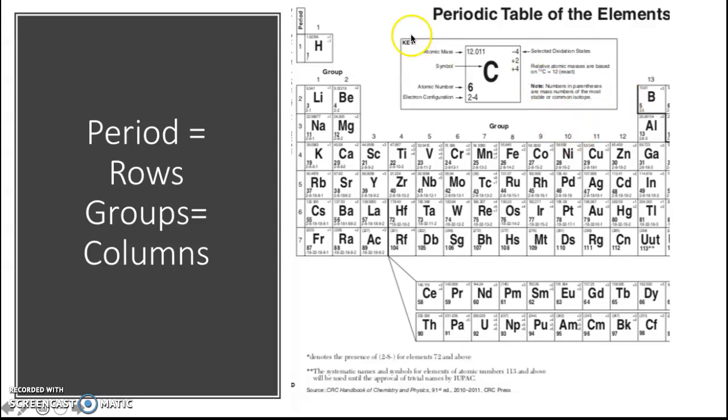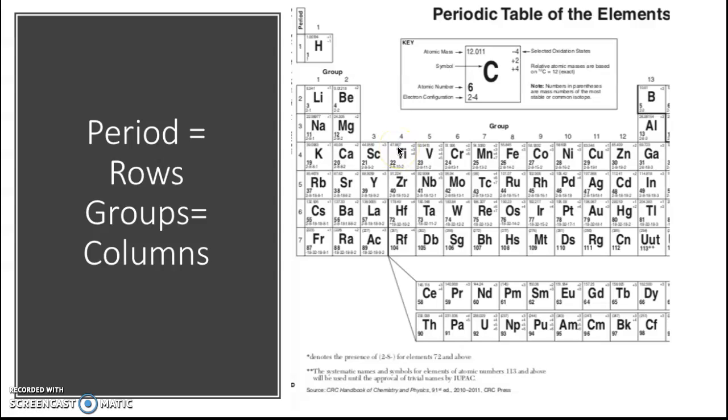If we look at hydrogen and helium, they are in the same period. If we look at period 2, we have lithium, beryllium, and boron in the same period. If we look at period 3, we have sodium, magnesium, and aluminum. If we go to period 4, we have potassium, calcium, strontium, all of these in the same period.